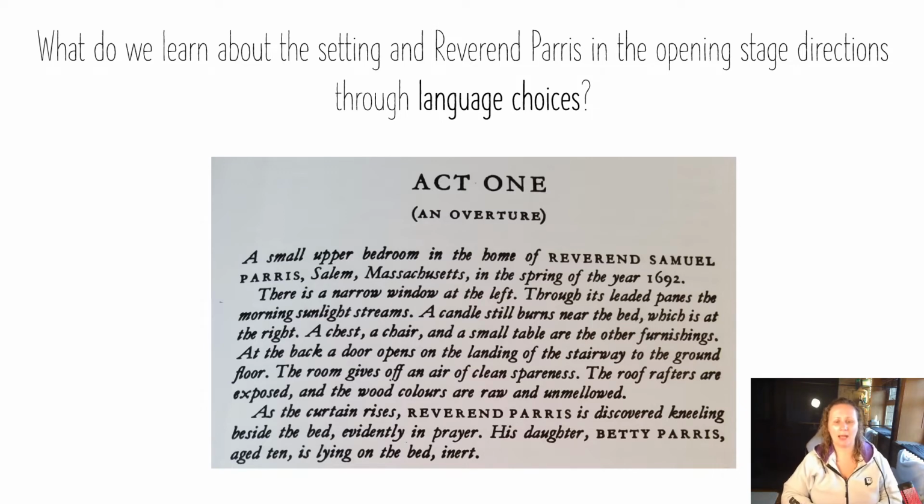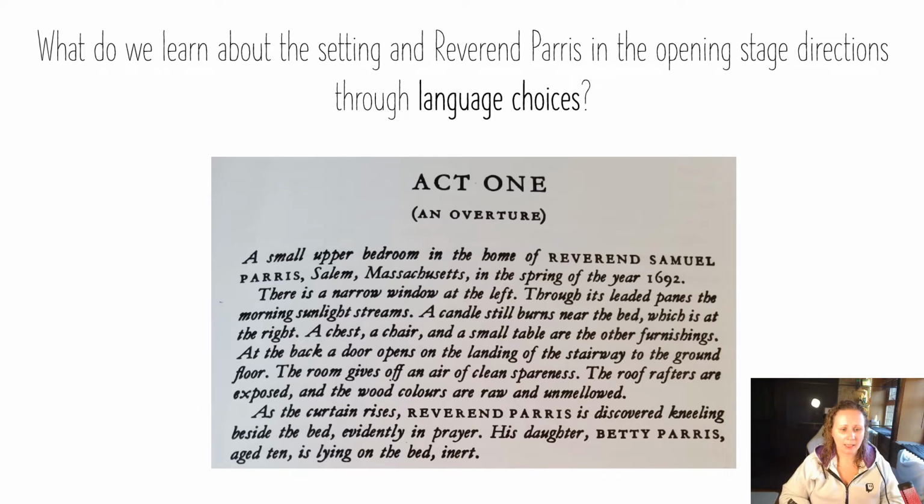Okay, so Act 1. A small upper bedroom in the home of Reverend Samuel Paris, Salem, Massachusetts, in the spring of the year 1692. There is a narrow window at the left. Through its leaded panes the morning sunlight streams. A candle still burns near the bed, which is at the right. A chest, a chair, and a small table are the other furnishings. At the back, a door opens onto the landing of the stairway to the ground floor.